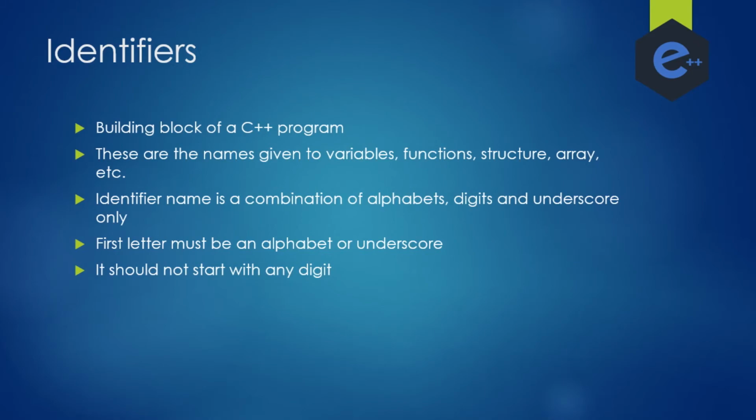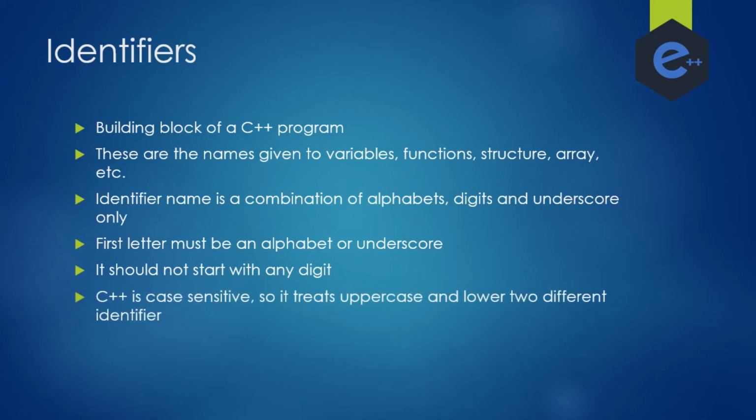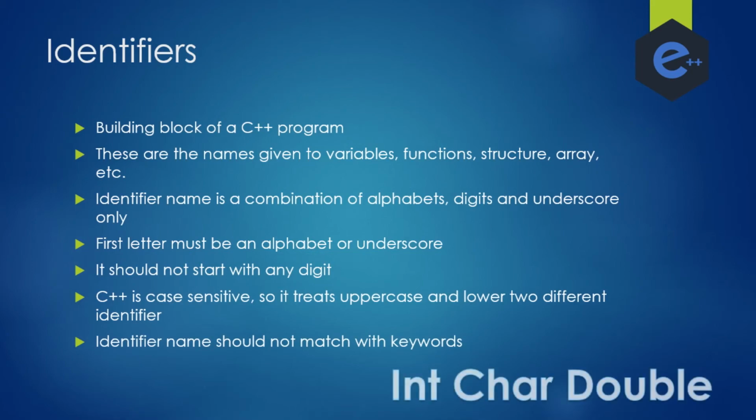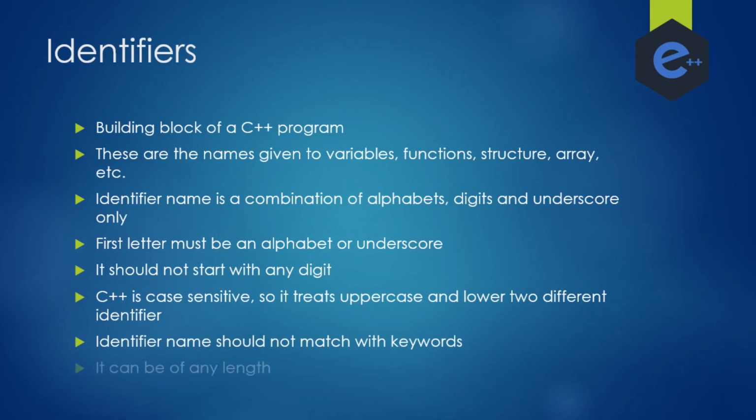4. C++ is case sensitive. So, it treats uppercase and lowercase as two different identifiers. For example, ABC and abc are two different identifiers. 5. Identifiers' name should not match with keywords. For example, we cannot use int, char, double as an identifier name. However, we can use them as Int, Char, Double. 6. It can be of any length. While naming any identifiers, we must keep in mind the above points.